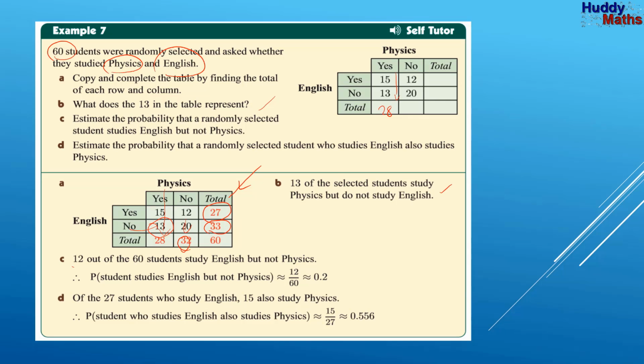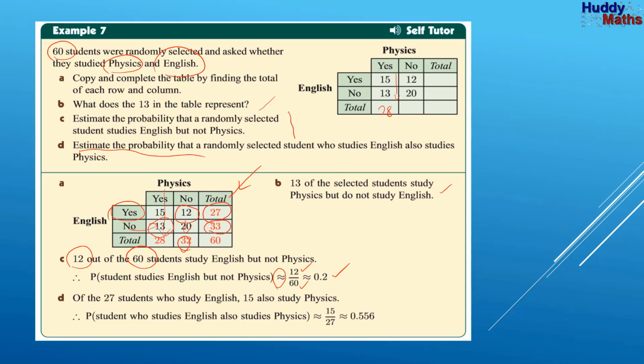12 out of the 60 students, okay, here we are up here. Estimate the probability that a randomly selected student studies English but not physics. So studies English, where's English? Here's English, yes for English, so there's 12 that study English but not physics. So it's approximately, because it's a relative frequency, empirical or experimental probability, 12 out of 60, which is about 0.2.